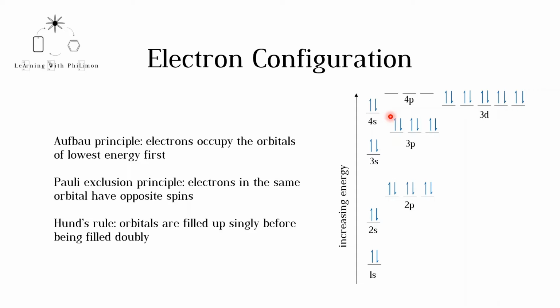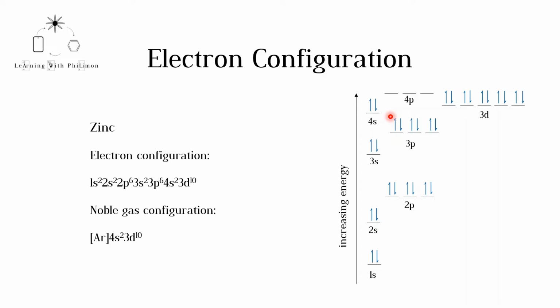This diagram can also be called an orbital diagram. Sometimes the orbitals are drawn as a box instead of a line. Don't let this confuse you. A quicker way to describe where electrons are is to write an electron configuration, seen in this slide. This orbital diagram is actually for the element zinc, Zn.